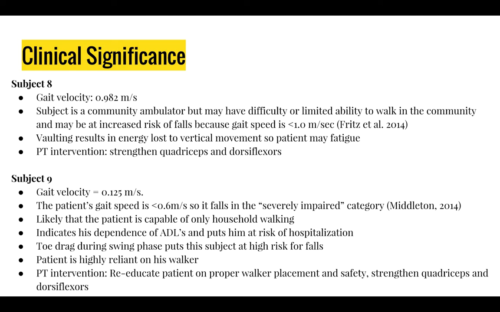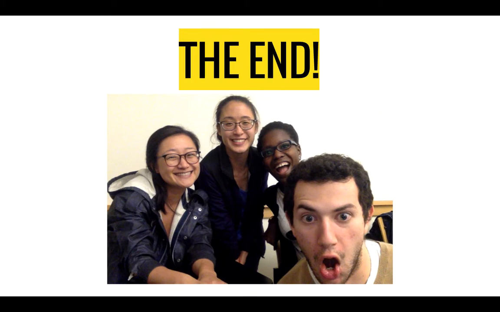And for subject 9, his gait velocity was 0.125 meters per second. This patient's gait speed is less than 0.6 meters per second, so it falls in the severely impaired category. And it is likely that the patient is capable of only household walking due to the slow gait velocity. And this also shows his dependence on ADLs and puts him at risk of hospitalization. Toe drag during swing phase also puts this subject at high risk of falls. And as you can see in the video, the patient is highly reliant on his walker. For PT interventions, we would want to re-educate the patient on proper walker placement and safety, and also strengthen his quadriceps and dorsiflexors. The end!